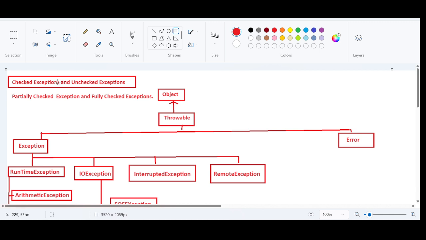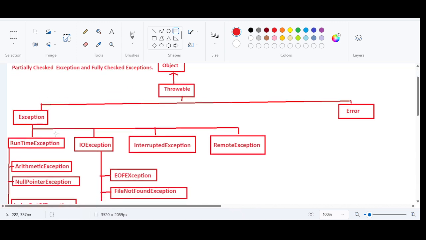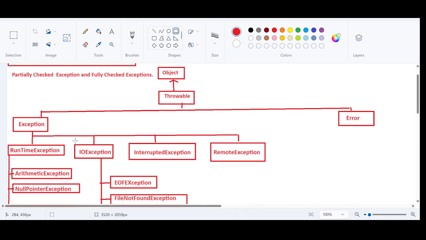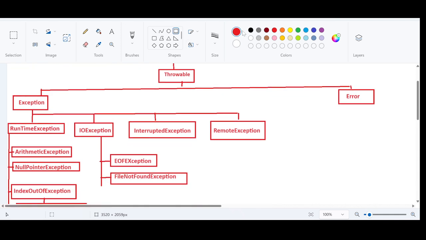What will be checked? Whether the developer is writing any handling code or not. If there is no handling code, the compiler will not be happy, and the code will not compile successfully. So we need to make sure that handling code is defined for checked exceptions. We have seen these things in previous sessions, right? So if you ask me which are checked or unchecked exceptions in this exception hierarchy, all the runtime exceptions are unchecked.